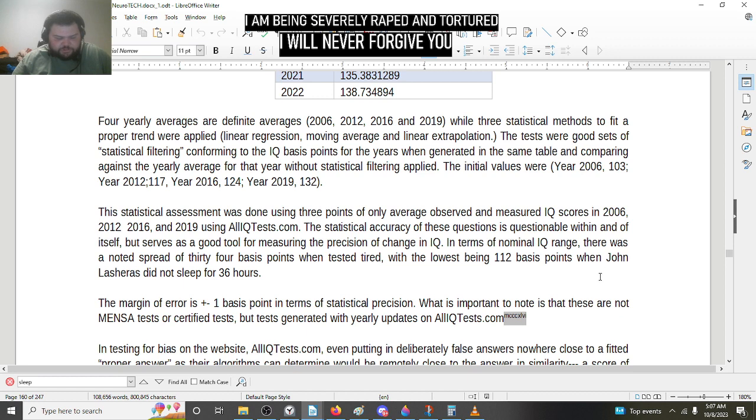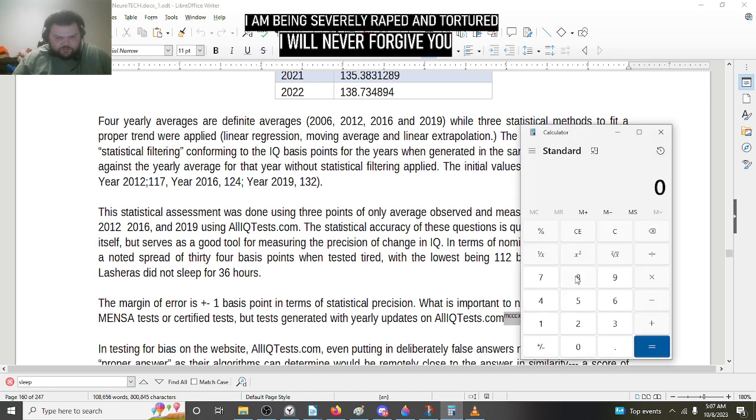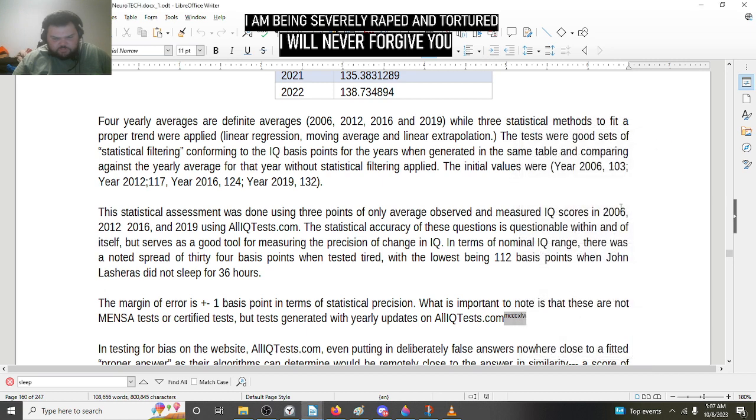So 34 points, if a standard deviation is about 15 points, is almost 2 standard deviations. Let's do the math on that. It's 2.2, almost 2.27 standard deviations.